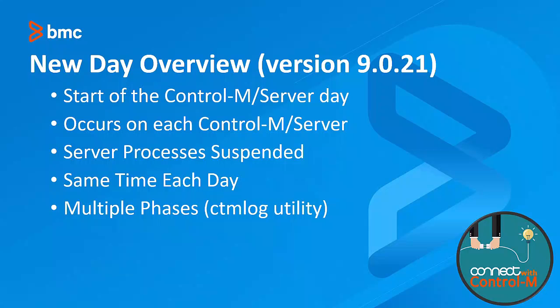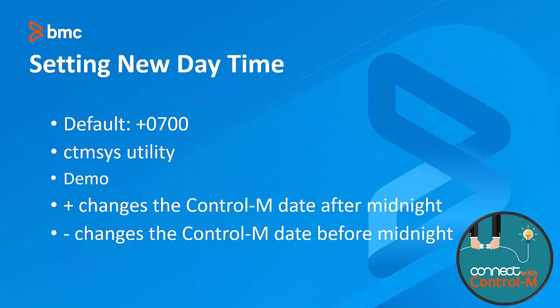New Day completes. New Day will happen at the same time each day, but can be changed if desired. For example, each of the 4 servers may be for different business units, and you need to configure them to start at different times. Finally, there are several phases to New Day, and we can use the CTM log utility to review them in case we need to find out why it is taking longer than normal on a given day.